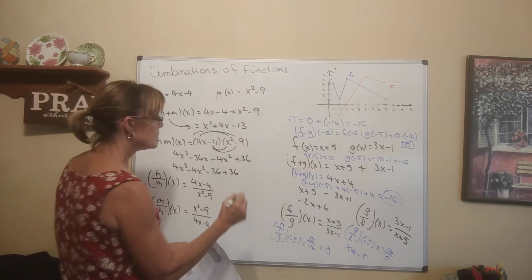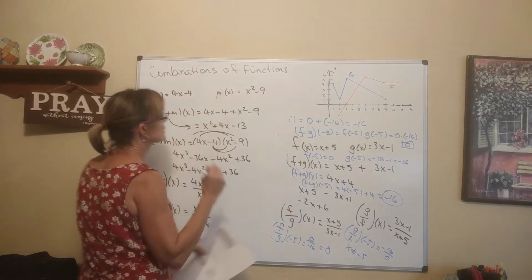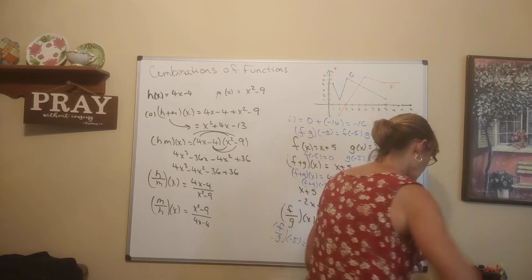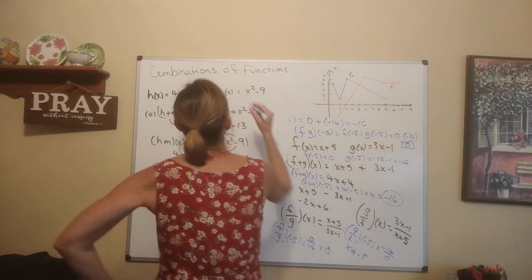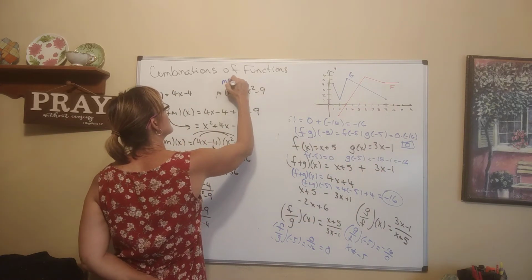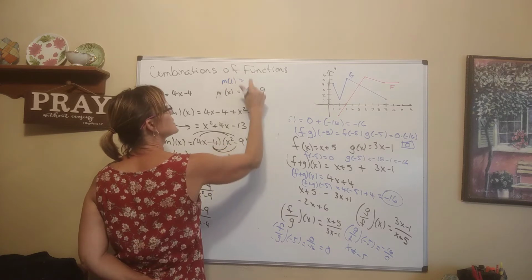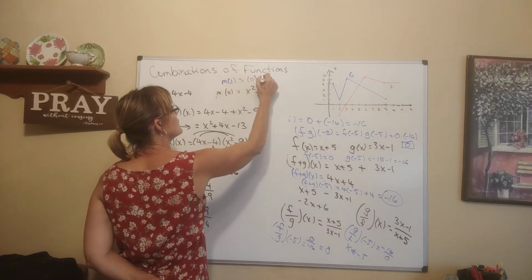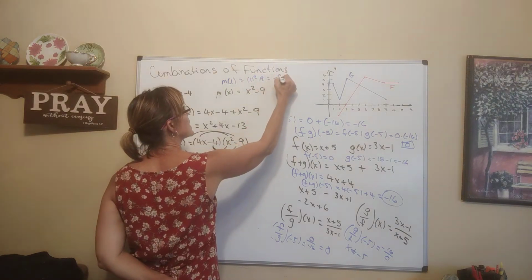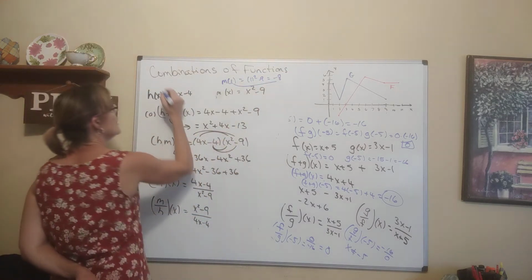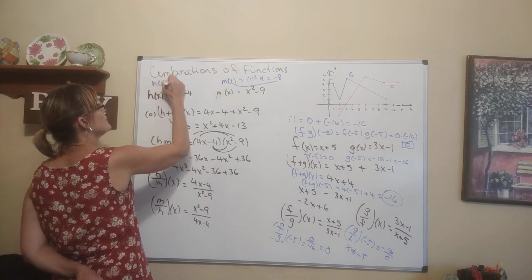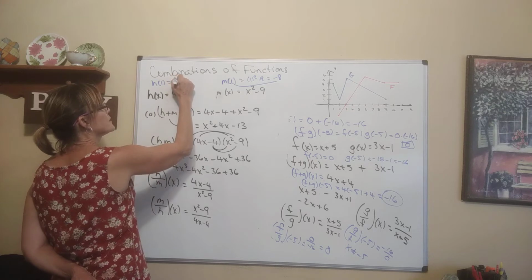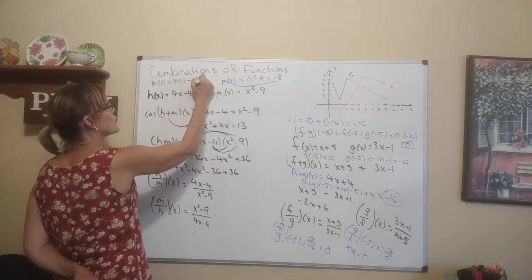What is m of 1? Let's figure out what m of 1 is. m of 1 is equal to 1 squared minus 9. 1 minus 9 is negative 8. That's what m of 1 is. Okay. What is h of 1? That's going to be 4 times 1 minus 4, or 0.